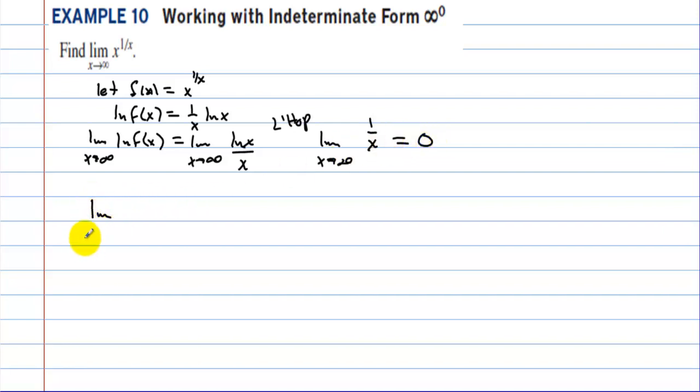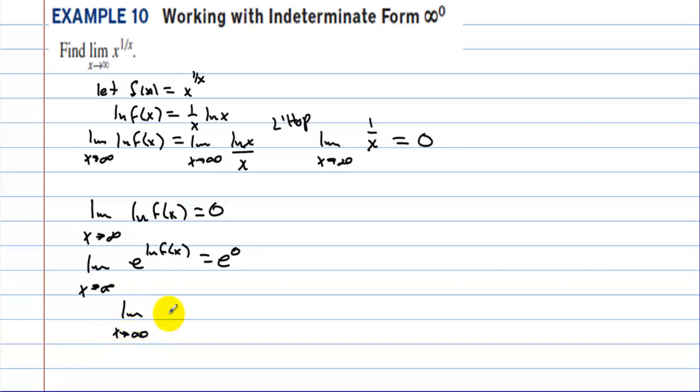We have the limit as x approaches infinity of the natural log of f of x is equal to 0. Limit as x approaches infinity of e to the natural log of f of x is equal to e to the 0. So the limit as x approaches infinity of f of x is equal to 1. That's the answer we're looking for.